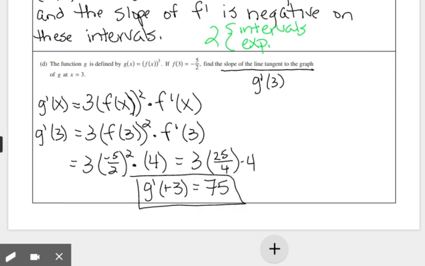This one was 3 points. It was 2 points actually for finding g prime of x because you had to apply that chain rule. And then it's 1 point for actually getting your answer.